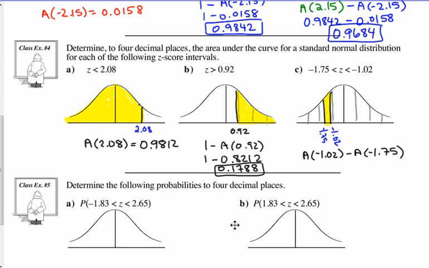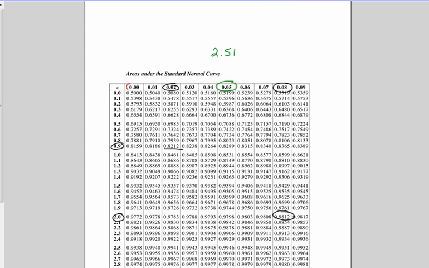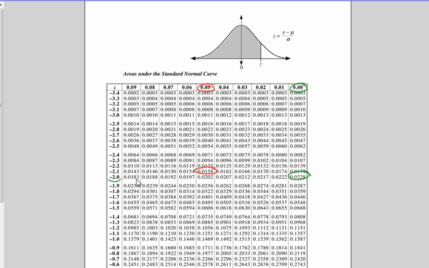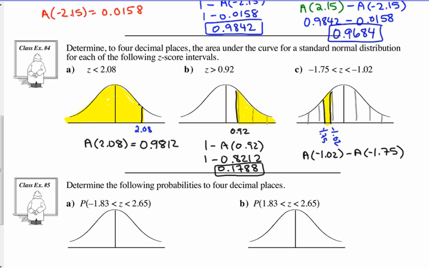Okay, so let's look up those values. Negative 1.02, so we're on the negative chart, negative 1.0 and 2. Negative 1.02 is right here, so 0.1539. It should always be positive. So if you get a negative answer, you know you mixed up the order of your subtraction. Area is always going to be positive.